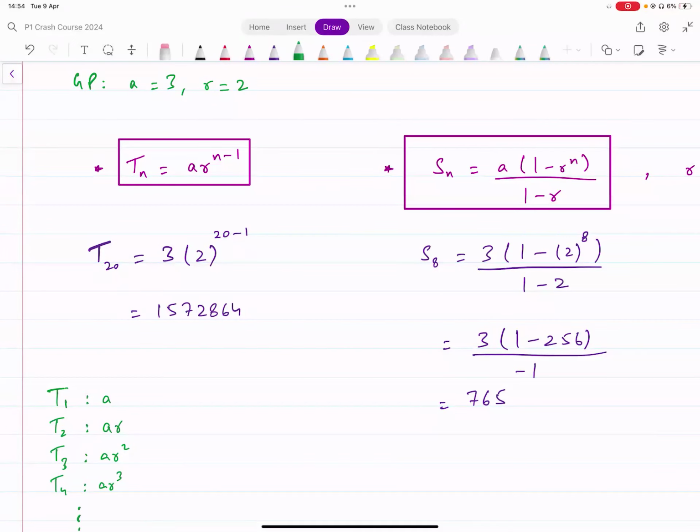The ratio could be less than 1 sometimes as well. So in this case, 8/16 gave us ratio, which was 0.5. Ratio can also be negative sometimes. In this case, the ratio was negative.